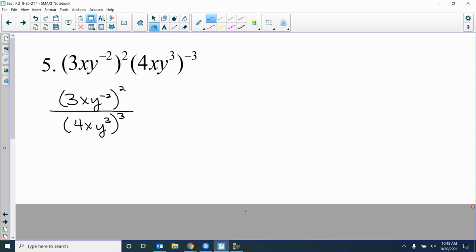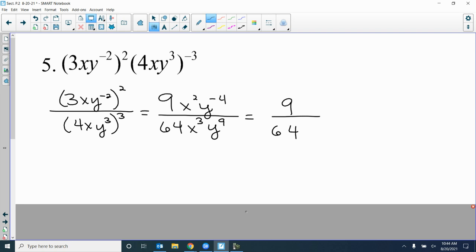You can apply that -3 to all those, but then that 4, that's where I see the most mistakes. People want to make it -64. It's not. It's going to be like 1 over 64. Now you're less likely to make a mistake. 3 squared is 9. X to the 2nd power is x squared. Y to the -4. Over 4 cubed is 64. X cubed. Y cubed to the 3rd power is y to the 9th. You cannot change the 9 and the 64. They don't have anything in common. So I just want you to think what's going to be our final. Where's the x going to be? Where's the y going to be?